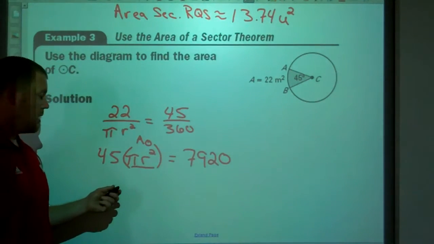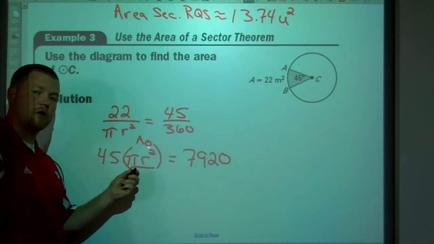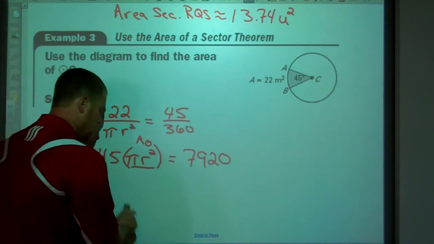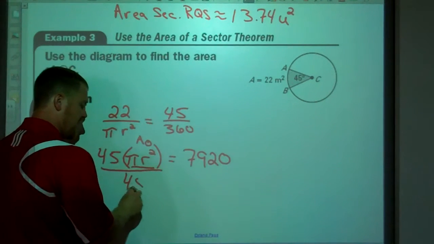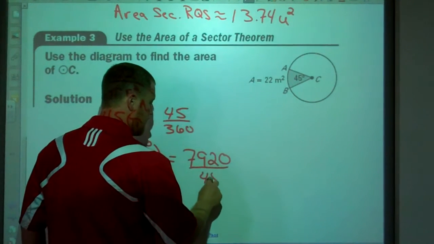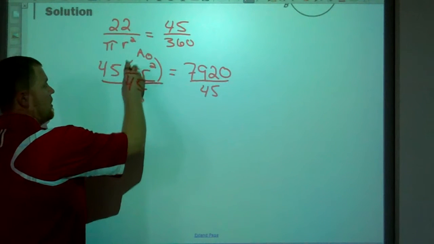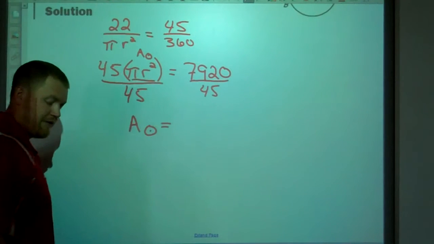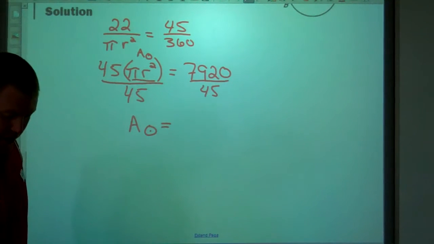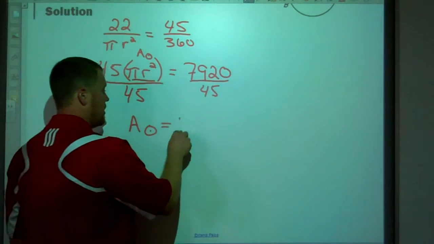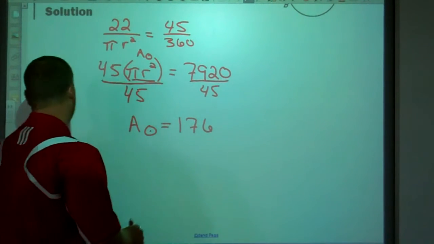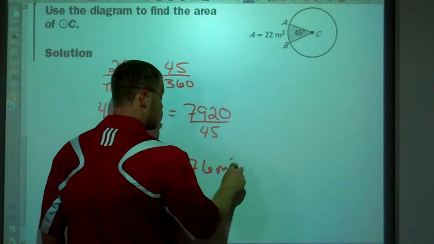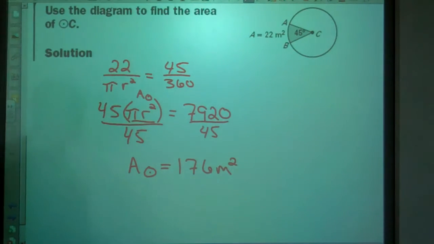Again, this is the area of a circle, right? Pi r squared represents the area of a circle. Watch this. We divide by 45, we divide by 45. The area of the circle equals 7,920 divided by 45, which is 176, and the units are meters squared.